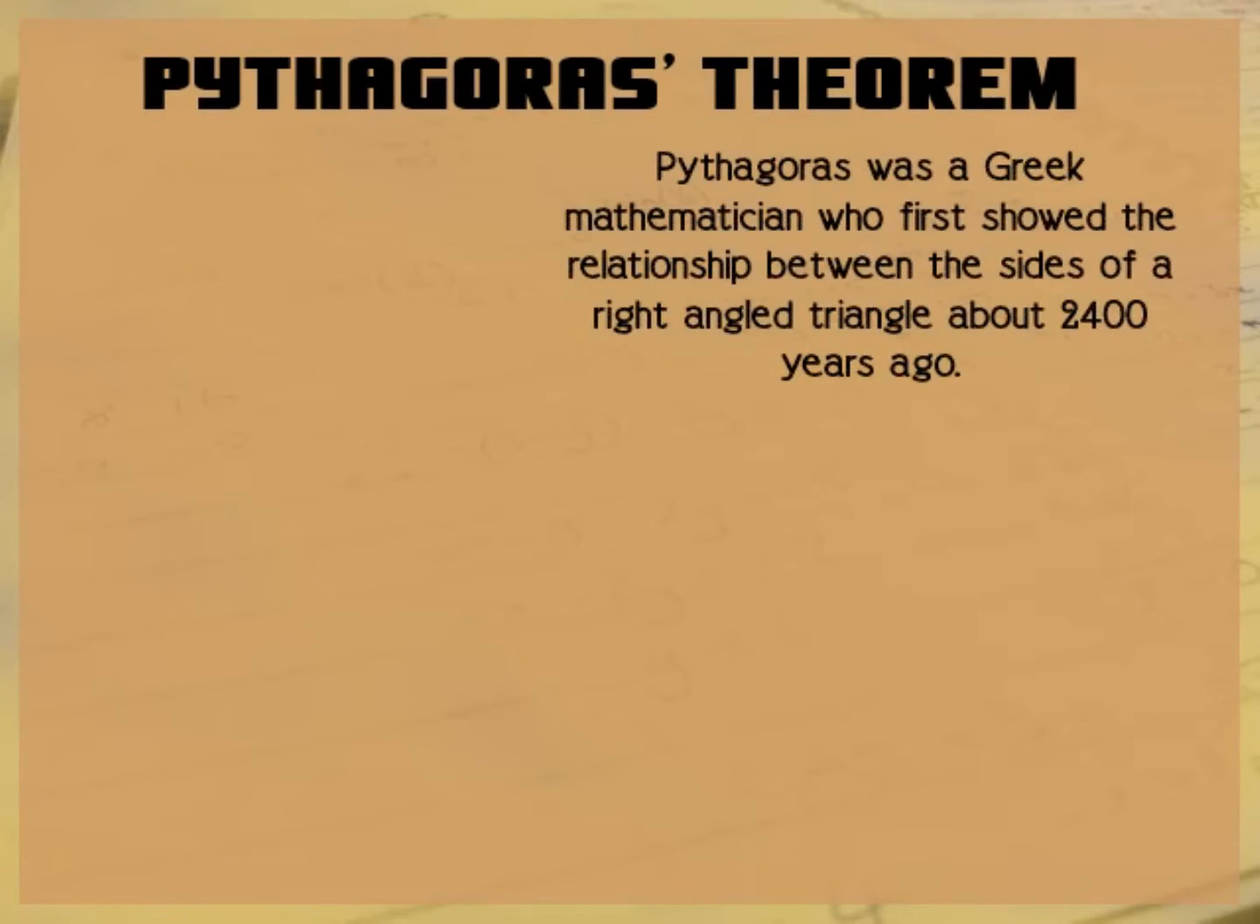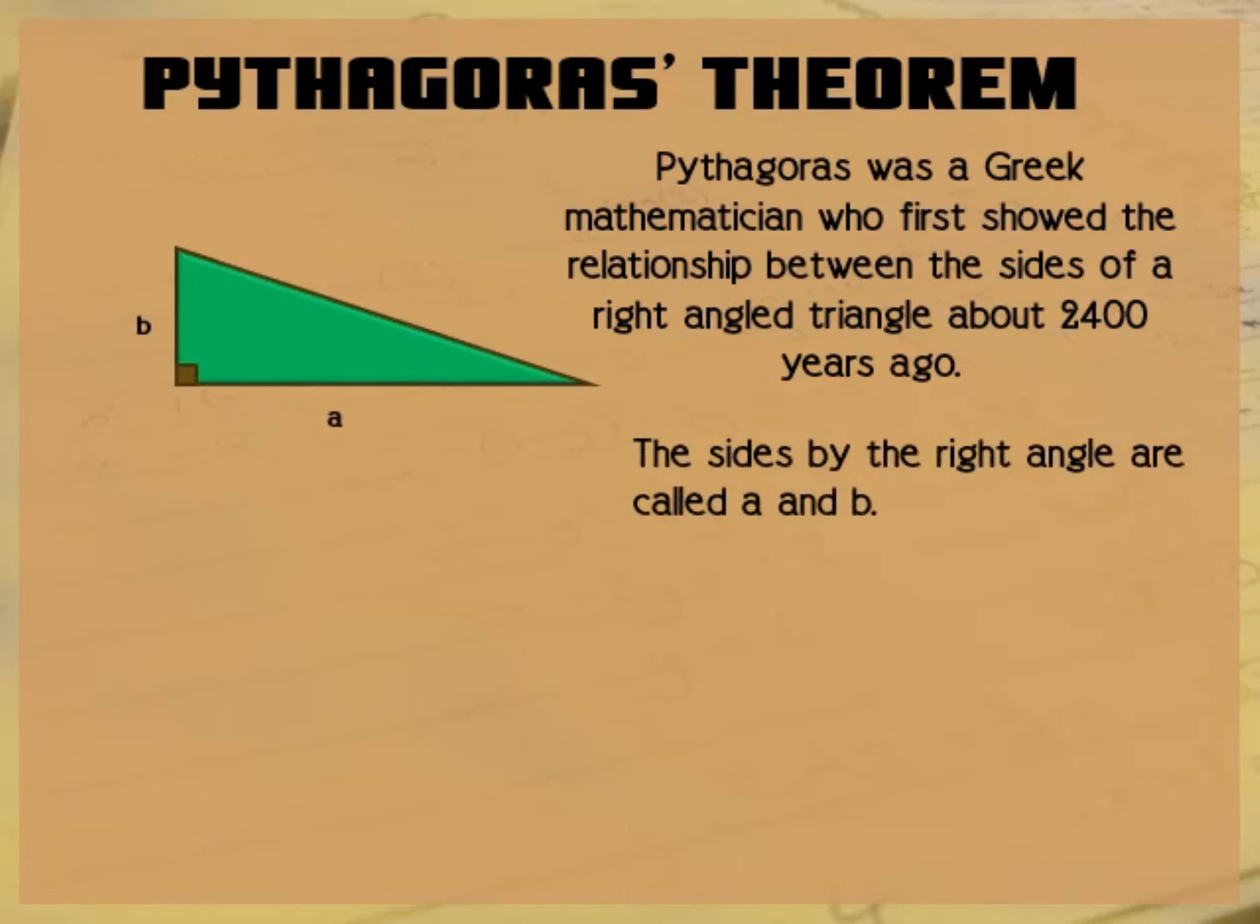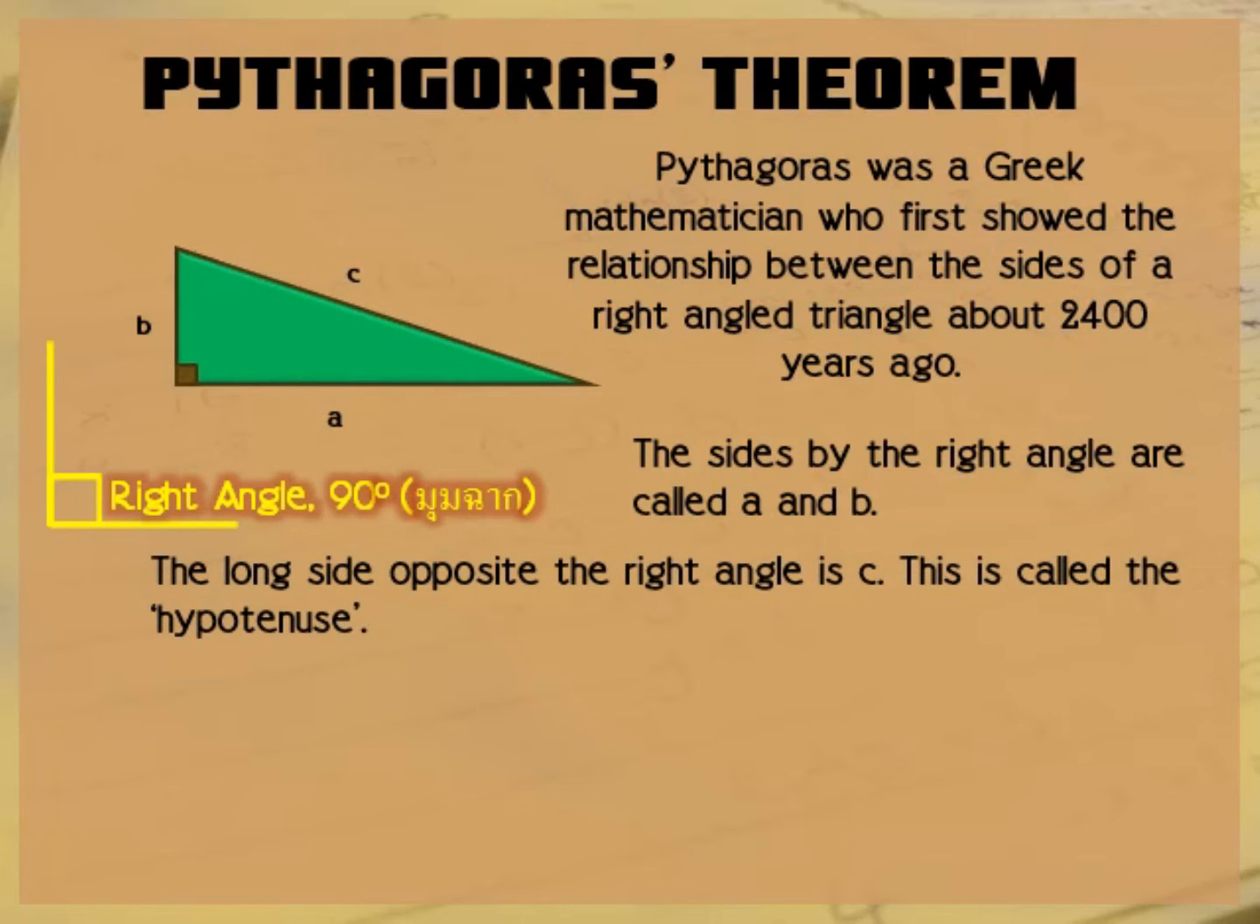So, Pythagoras' theorem. Pythagoras was a Greek mathematician who showed the relationship between the sides of a right-angled triangle, and this was about 2,400 years ago, so one of the first great mathematicians. And the sides by the right angle are a and b, and the long side c is called the hypotenuse, and that is opposite the right angle. So the longest side of a right-angled triangle is opposite the right angle, and it is called the hypotenuse.